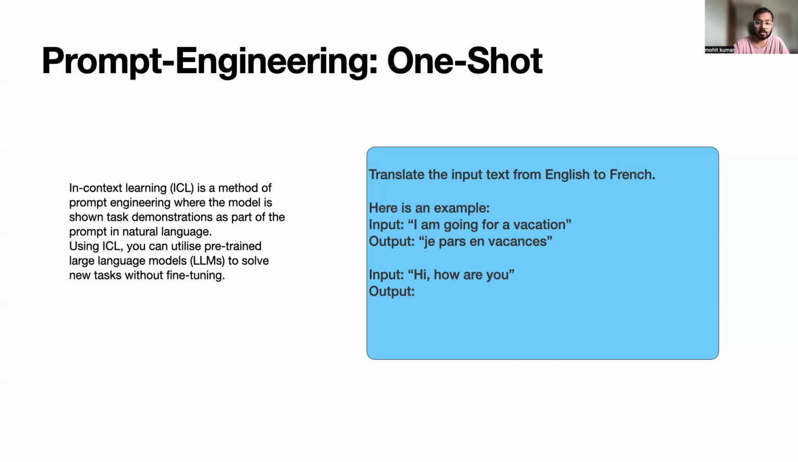Now, a one-shot prompt is something where we provide a single example of what the task is. So, for example, here you'll see that we give an example of an input and the expected output from the LLM, and then we give it the task. And usually, it has been shown that this improves the performance of the LLM.